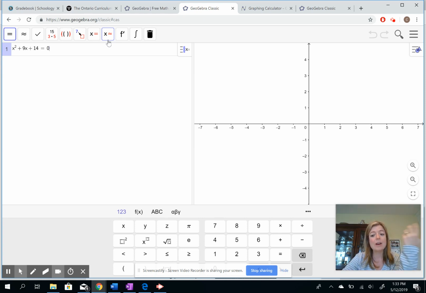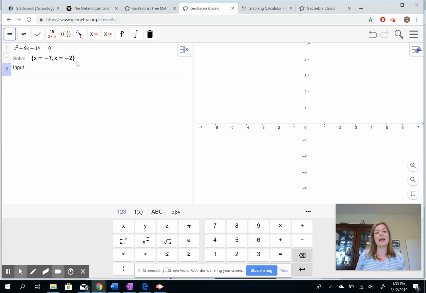So if there is a fraction answer, then this would give you the decimal. But in this case, we want the actual exact number. So we click this and it solves it for us. X equals -7 and x equals -2. Thanks, technology.